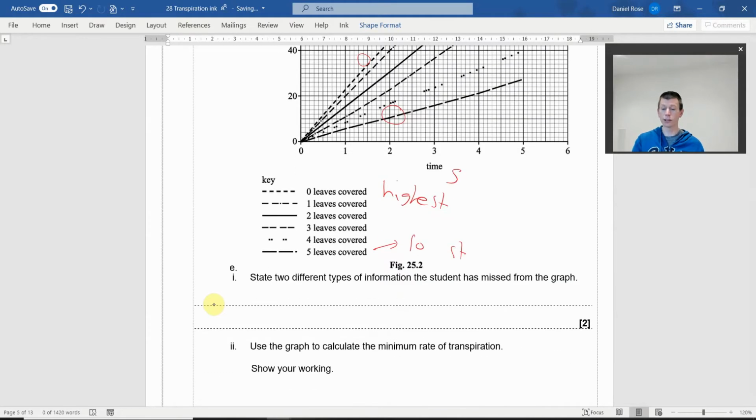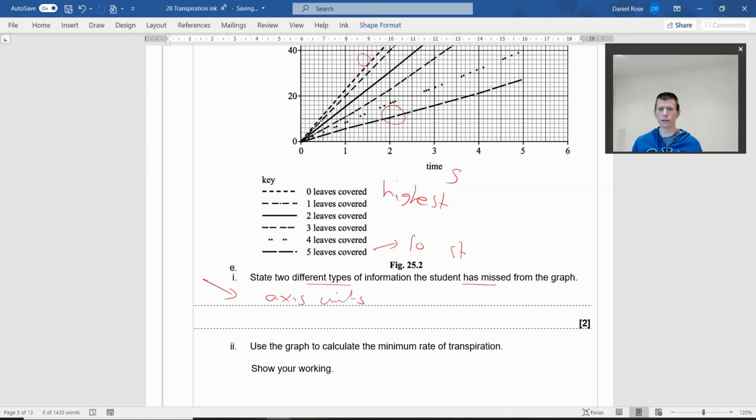Right, now, you have over a page of reading to get to the question, and this is important, because too many people leap to here and then go hunting and then make a mistake. State 2 different types of information the student has missed from the graph. Well, we've kind of seen it. So they have missed out the axis units.